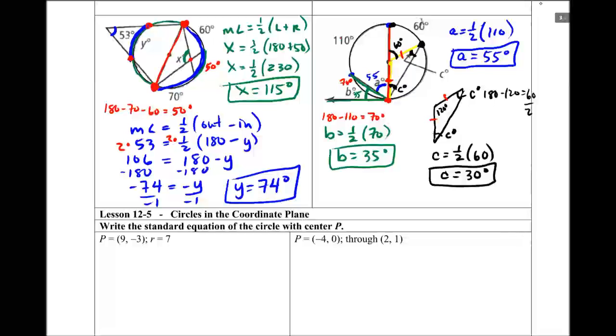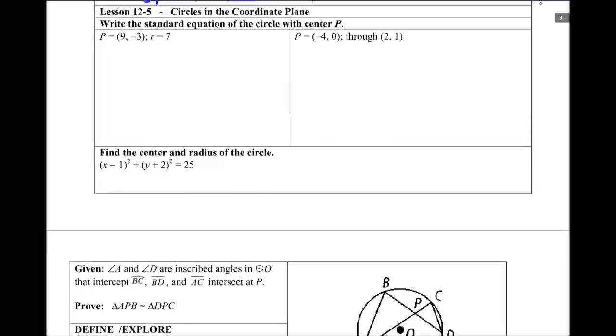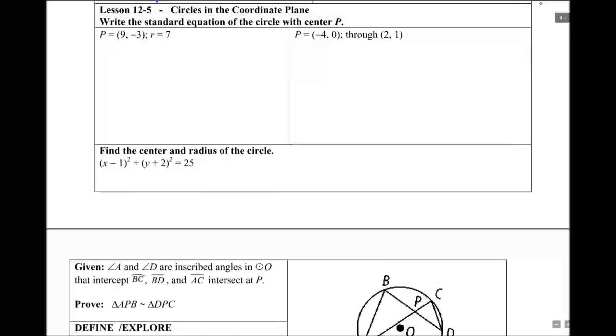All right, those were some good practice. Time to move on to 12.5. 12.5 was circles in the coordinate plane. This means we are using distance formula.